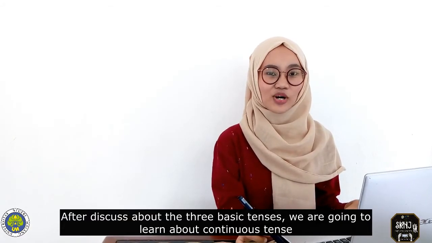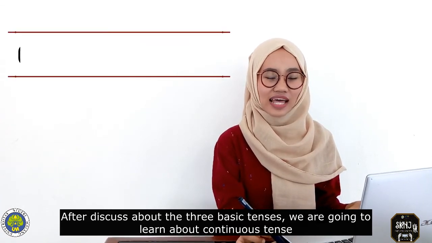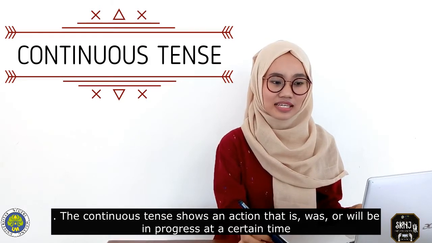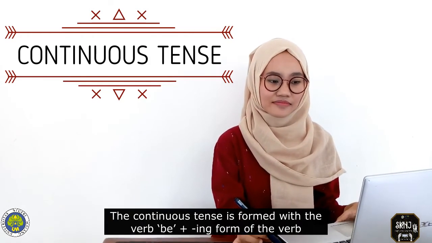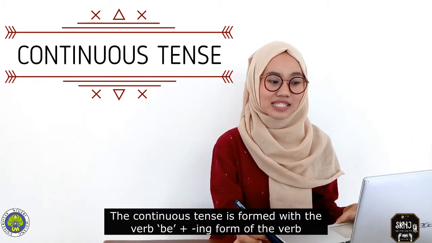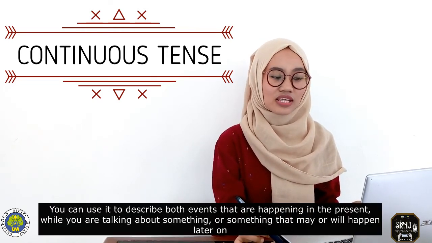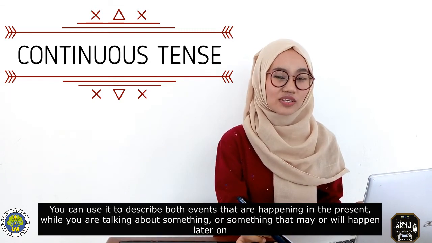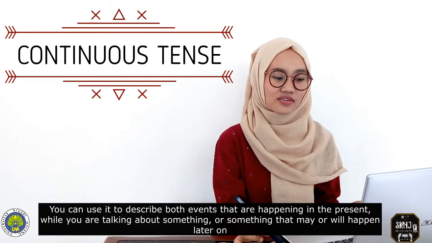After discussing the three basic tenses, we are going to learn about continuous tense. Continuous tense shows an action that is, was, or will be in progress at a certain time. The continuous tense is formed with the verb be plus the ing form of the verb. You can use it to describe both events that are happening in the present while you are talking, or something that may or will happen later on.